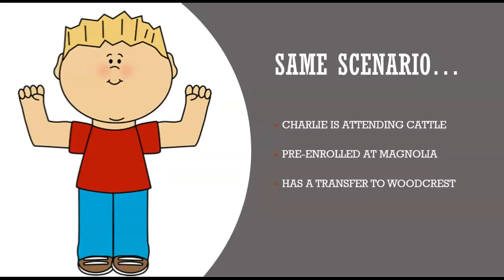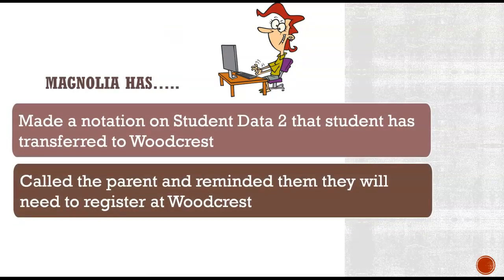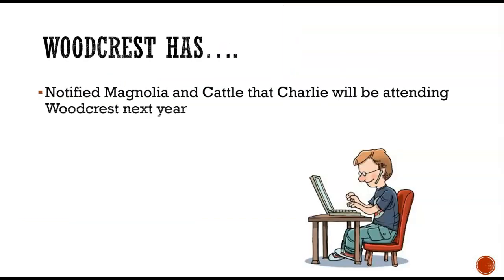Example 3. Same scenario. Charlie is attending Cattle, pre-enrolled at Magnolia, and has a transfer to Woodcrest. Magnolia has made a notation on student data 2 that the student has transferred to Woodcrest, called the parent and reminded them they will need to register at Woodcrest.